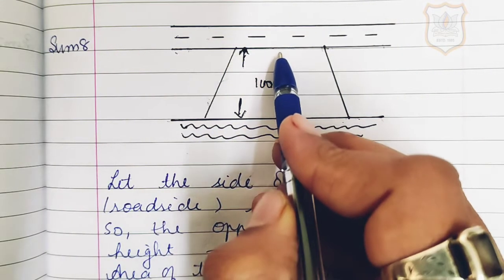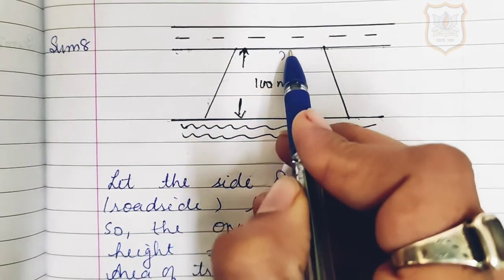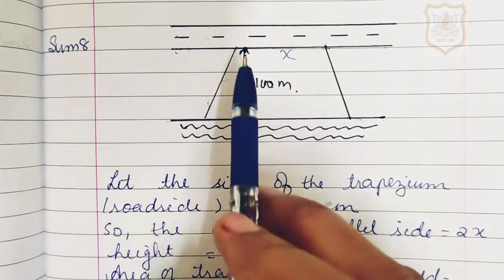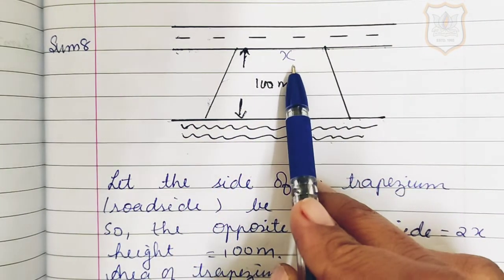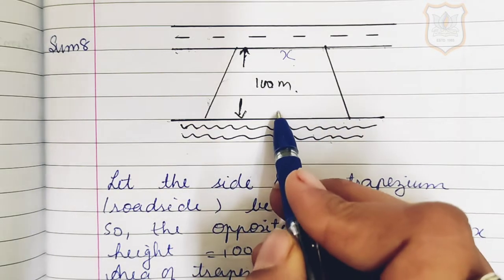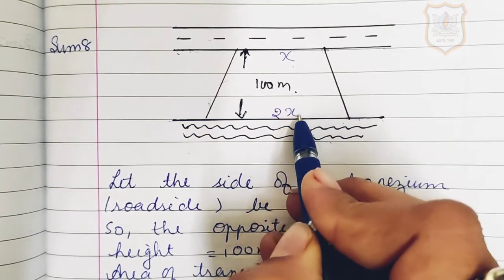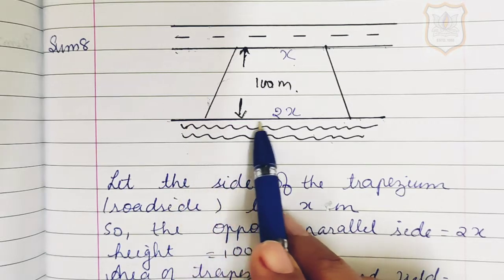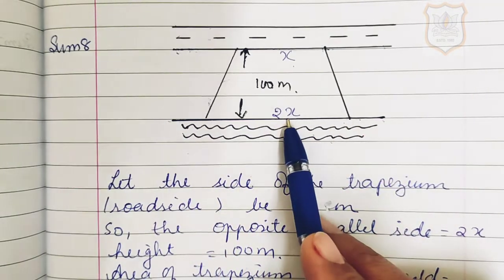तो यहाँ पर जो लेंथ नहीं दी है, suppose we write it as x. The length of this side of road is x. So the length along the river side will be twice as it is given in the question. So the length of this side of road along the river side is 2x.